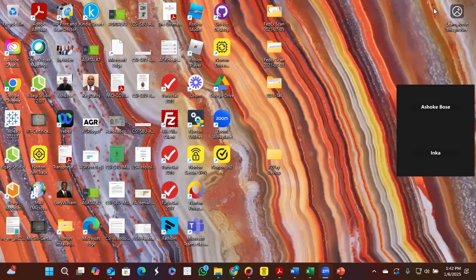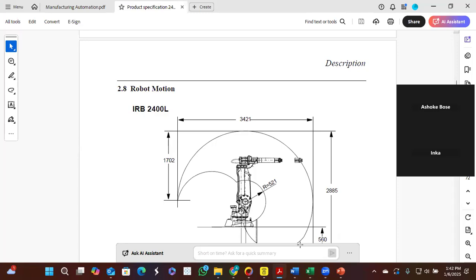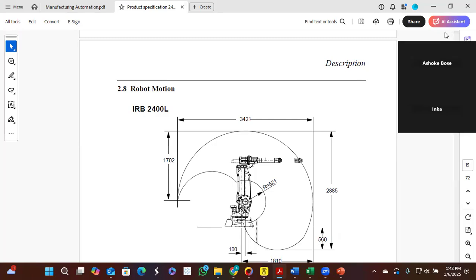All right. So now what do you see? The robot arm. Very good. Okay. That was the problem. I should have shared the whole screen, not the particular window.